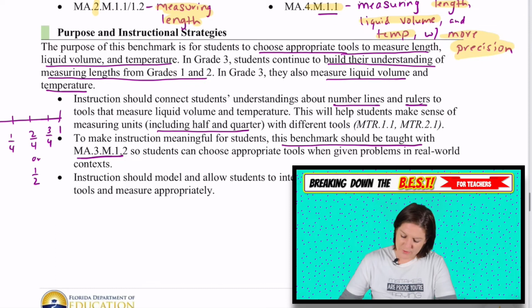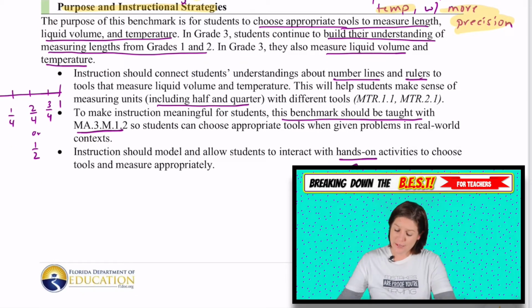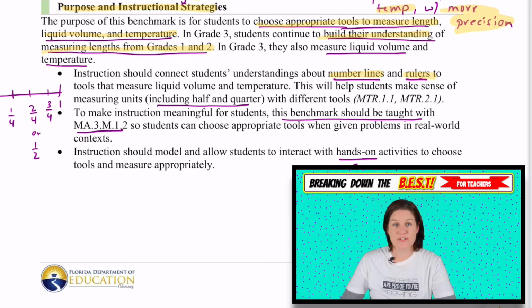All right, so this is the purpose and instructional strategies section, and some of the things that popped out at me were as follows. To choose appropriate tools to measure length, liquid volume, and temperature. The purpose of this is to build their understanding of measuring lengths from the earlier grades. And we're connecting number lines and rulers, because a ruler is kind of like a number line, to the nearest half and quarter of an inch.